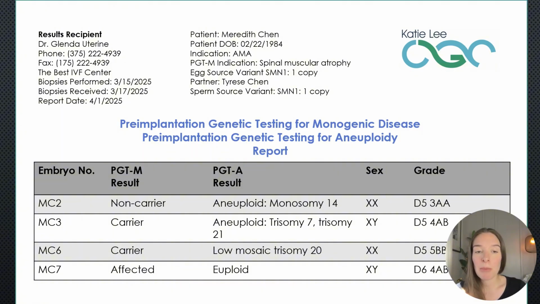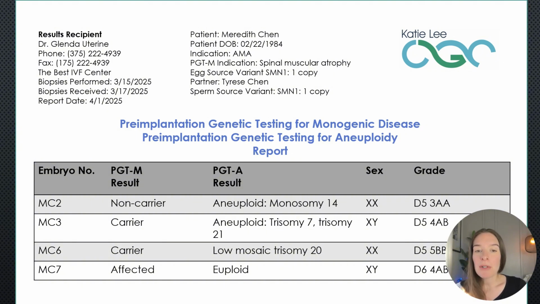Next, we have the PGT-M result. So for a recessive disease, of course, we're expecting there's probably 3 main results. An embryo could be a carrier, an embryo could be a non-carrier and unaffected, or an embryo sample could be affected. And then there is always a small chance for inconclusive results with any PGT testing.